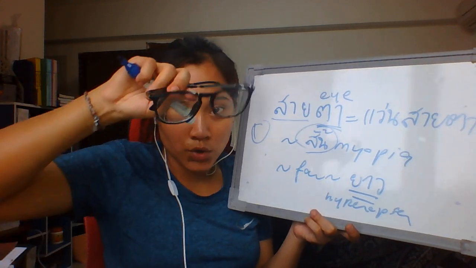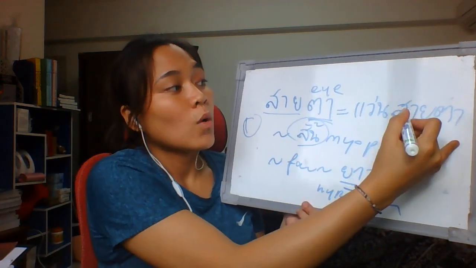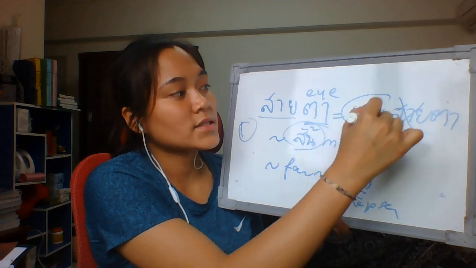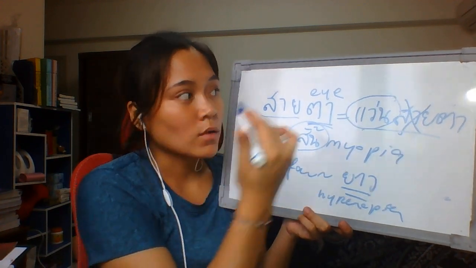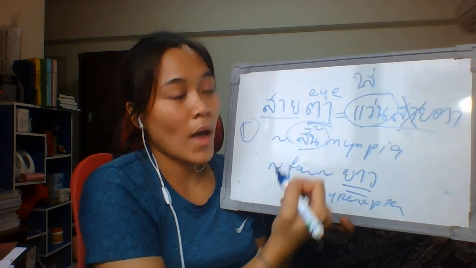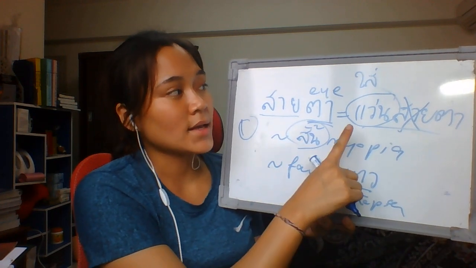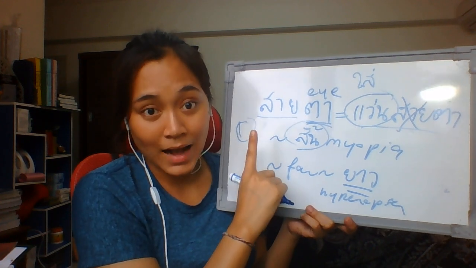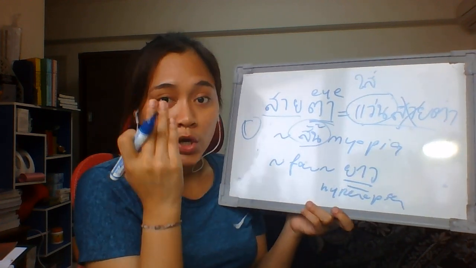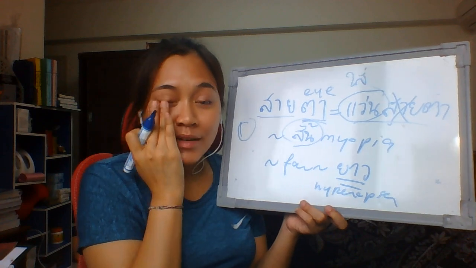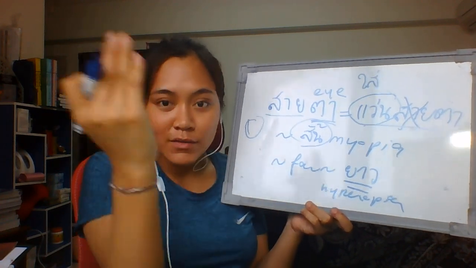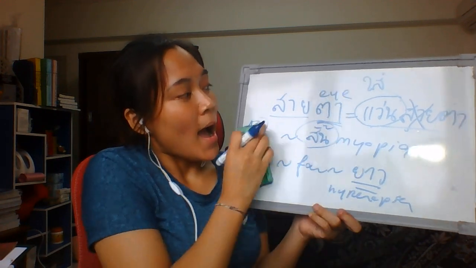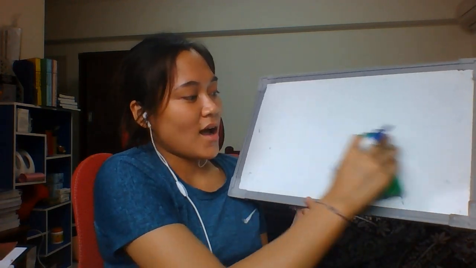I also have eyeglasses. แว่นสายตา, we sometimes just say แว่นตา, or only the word แว่น. For the verb we use ใส่แว่น, wear glasses. This is the first meaning of สายตา, telling you how far or near you can see. There's no line there, but kind of. And then we're talking about another สายตา.